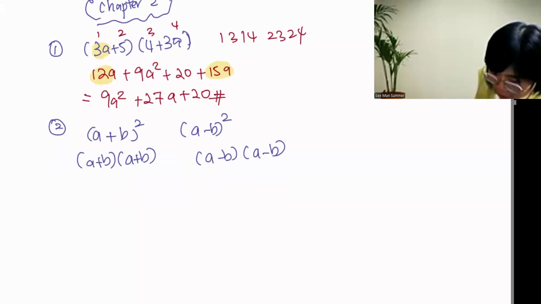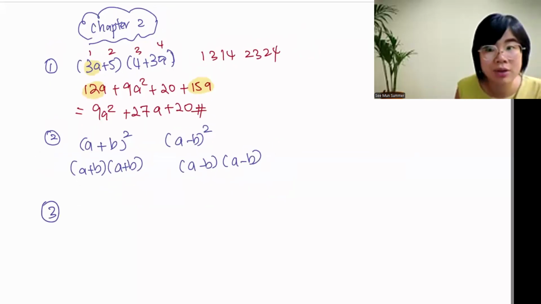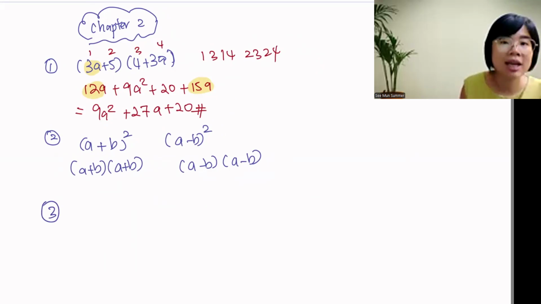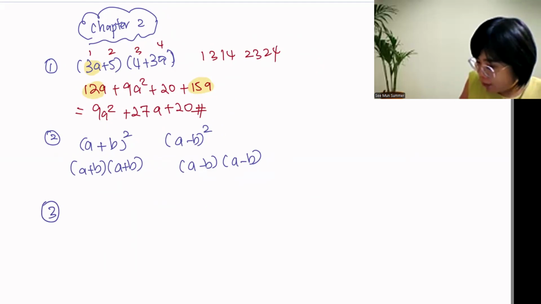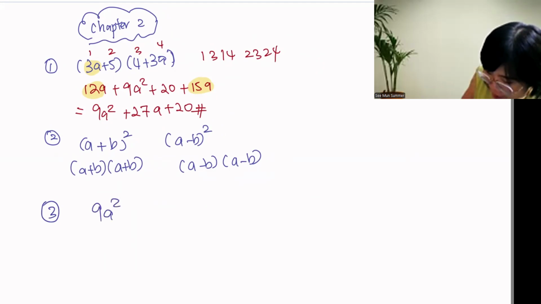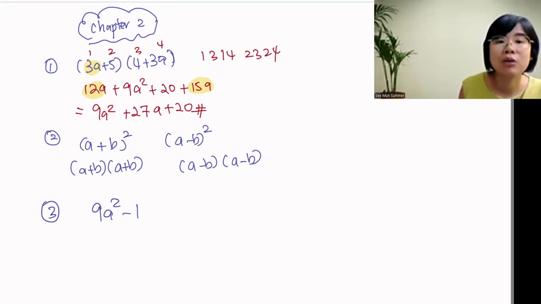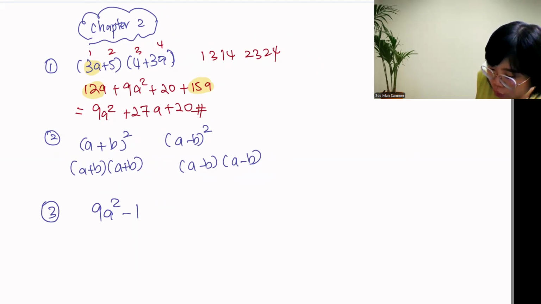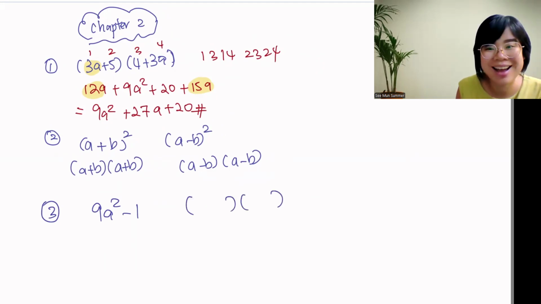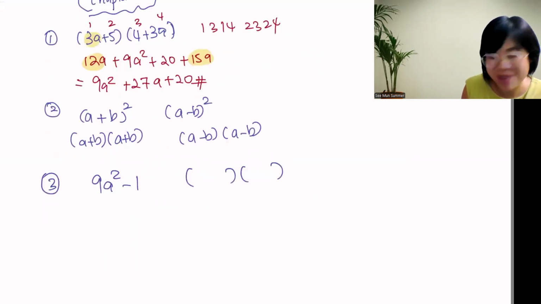And then the third one, I think whenever you see algebra that involves this form, you must know this. This is called what? For example, 9a squared minus 1. How do you expand? This is not expand. How do you factorize this? The ultimate goal, I want to make it to have 2 brackets. Anyone know how to do it? Do you still remember?